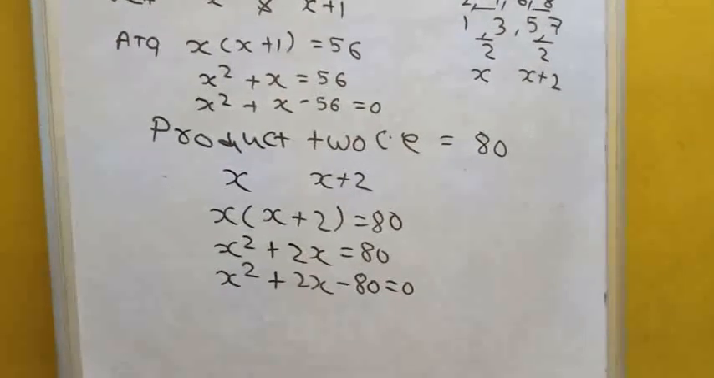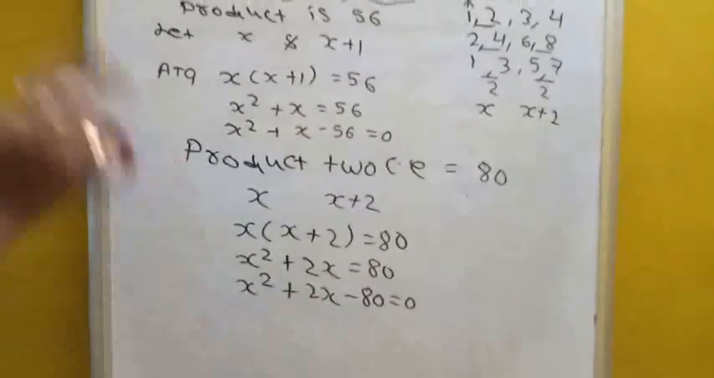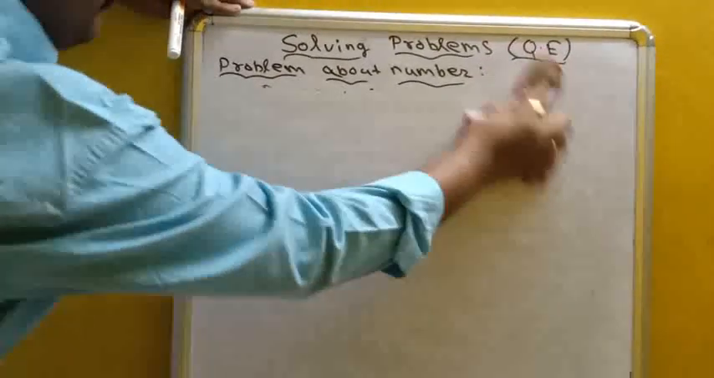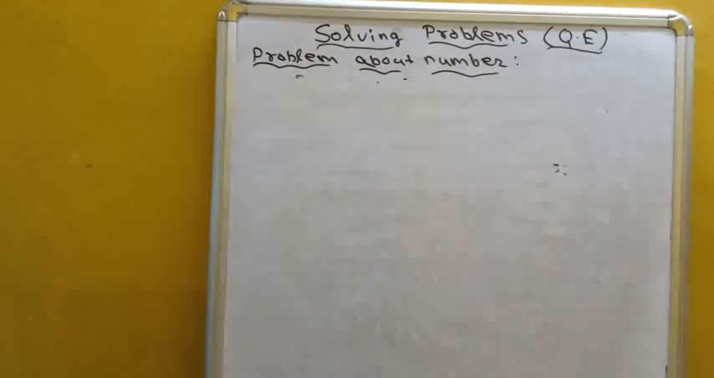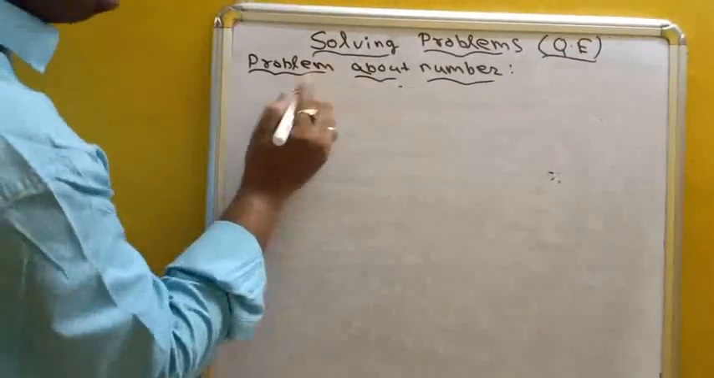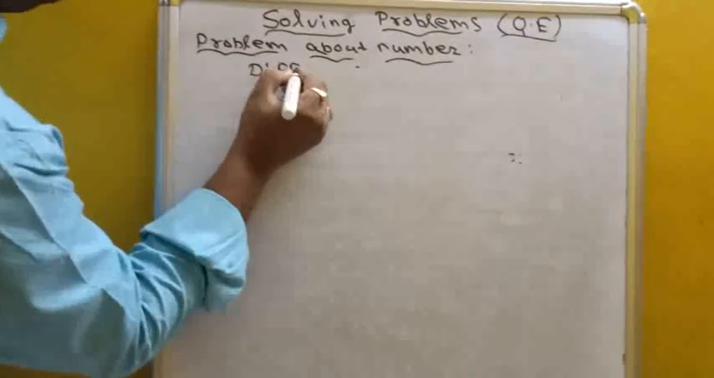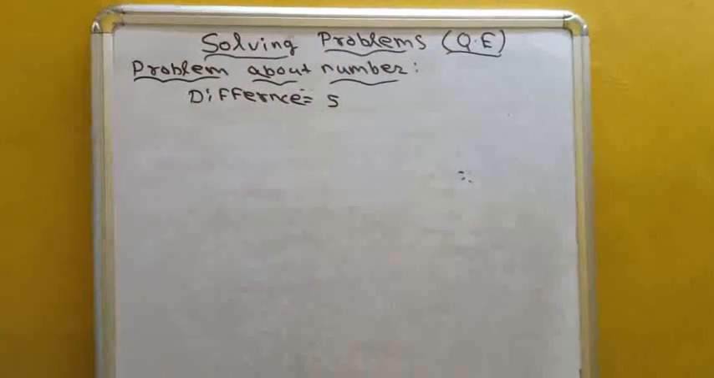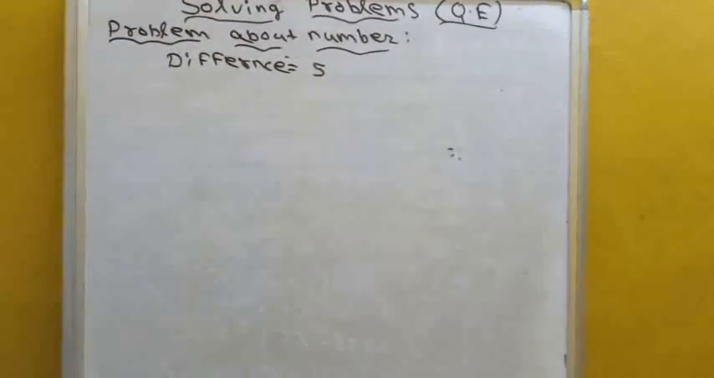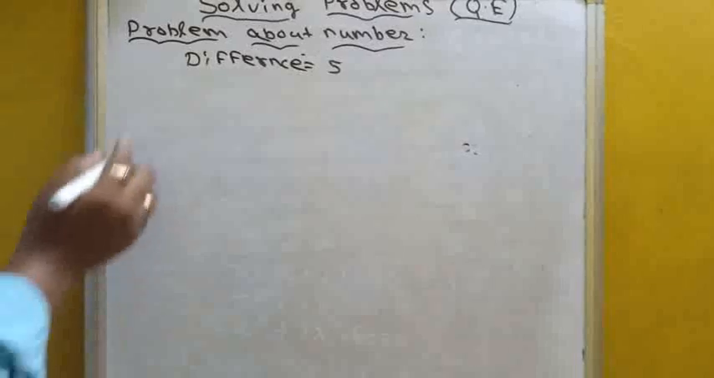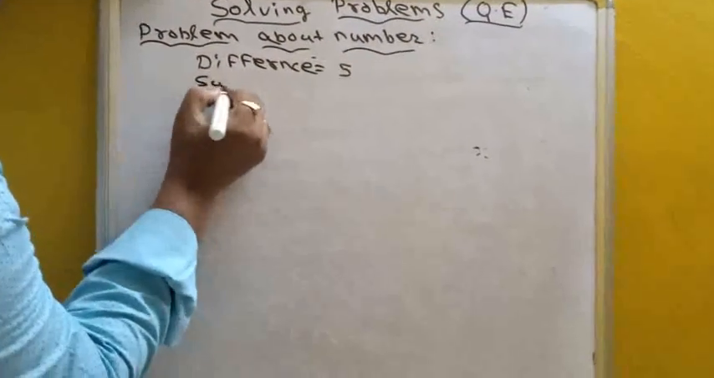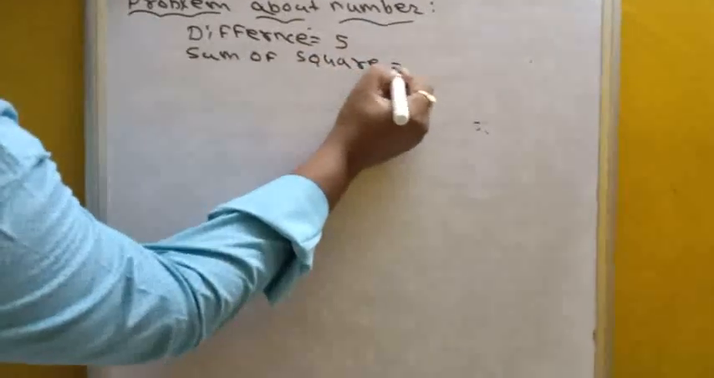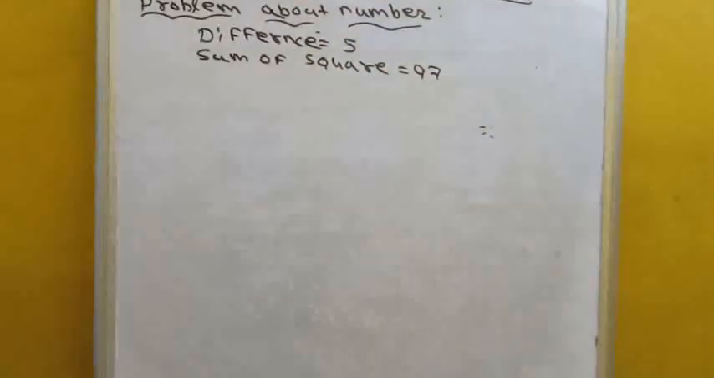Next question: how to find the two numbers? He may ask you about the numbers. Find the two numbers that differ by 5. Differ means the difference between the two numbers is the given value. The difference equals 5, and the sum of whose squares is 97. Sum of squares equals 97. So how can you take it here?